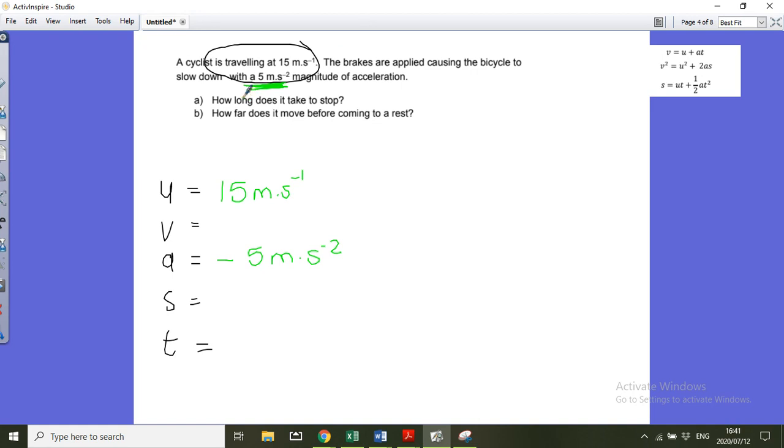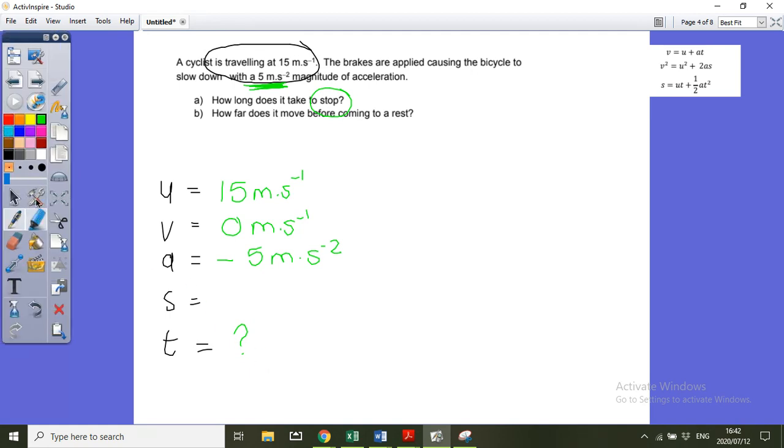And they're asking us, how long does it take to stop? So that's the only information we have. Now you had to read into this question that they're asking us for stopping. If they say to stop, you should realize that the final velocity is then 0 meters per second. And the time is what they're asking us for.